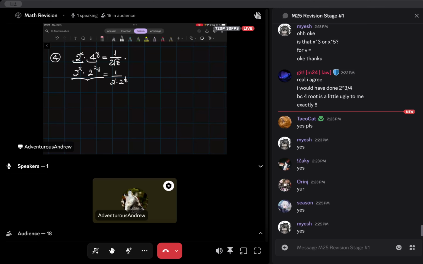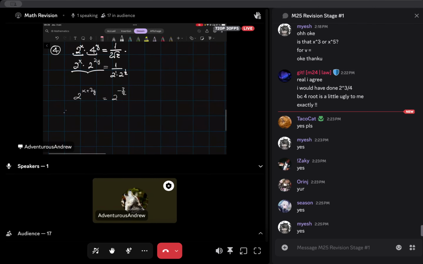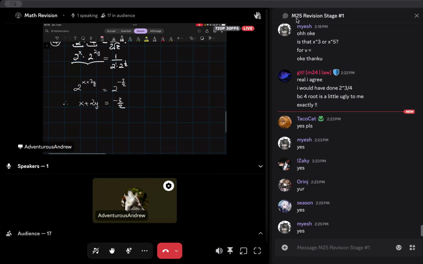Left hand side, x plus 2, we get 2 to the x plus 2y. Right-hand side, 2 to the negative 3 over 2. Therefore, this must be true, and we can bring it home.